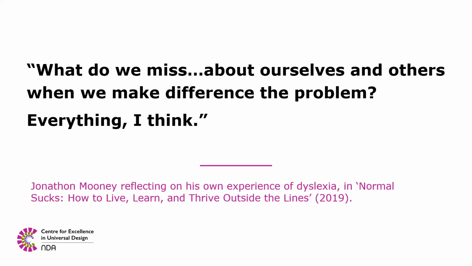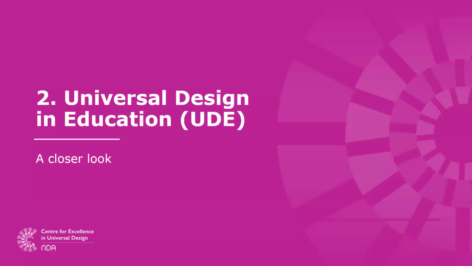So this is a quotation from the book Normal Sucks: How to Live, Learn and Thrive Outside the Lines by Jonathan Mooney. Reflecting on his own experience of dyslexia, he states, "What do we miss about ourselves and about others when we make a difference to the problem? Everything, I think." And this brings us to the next section, which is to take a closer look at universal design in education, or UDE.